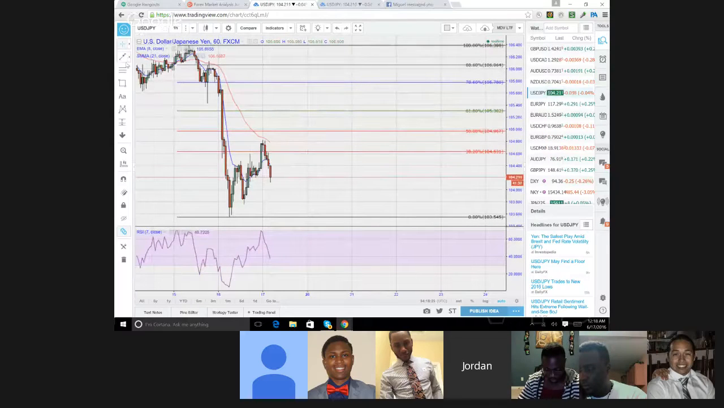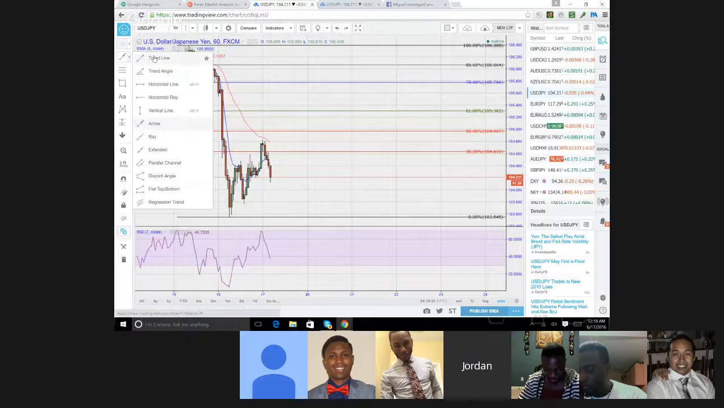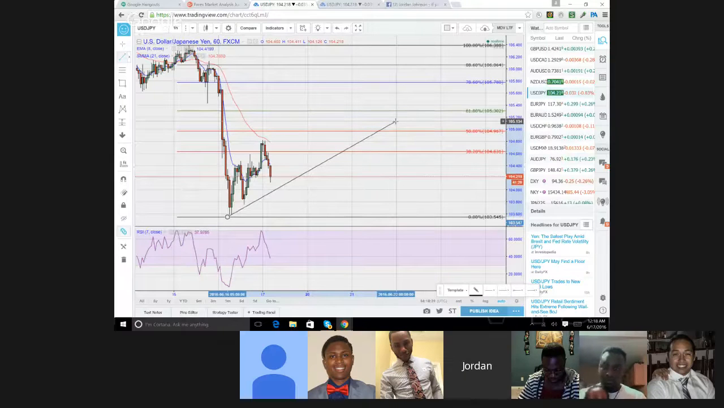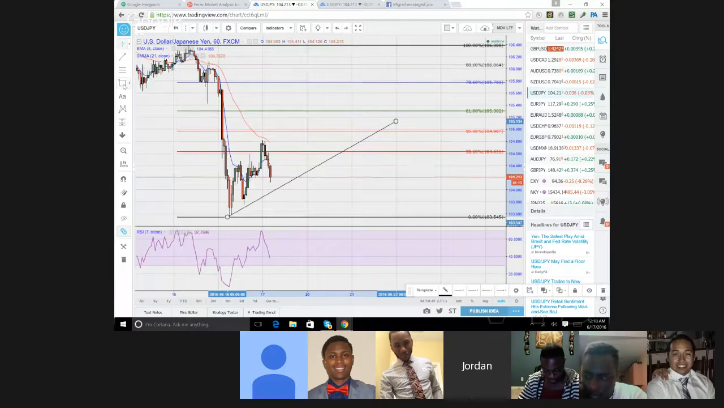Let me draw a trend line here. I'm going to take it from point A to point B, and I'm going to extend it out. So to get involved in this trade, I would love to see a break and close beneath this line. Also, I would like to see price rise back into structure a little bit. Any other questions on dollar yen before I move on to the next pair?